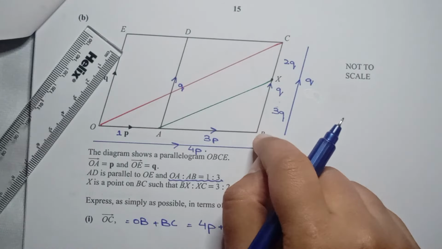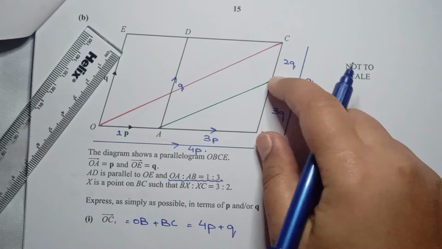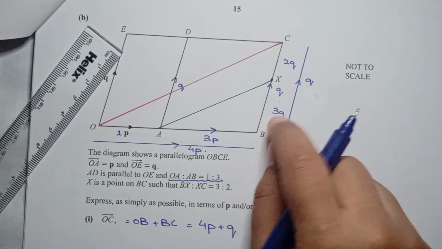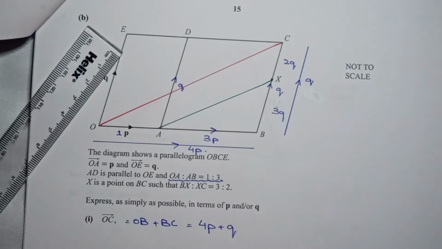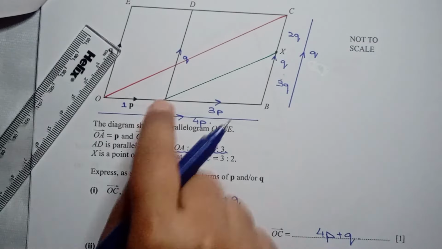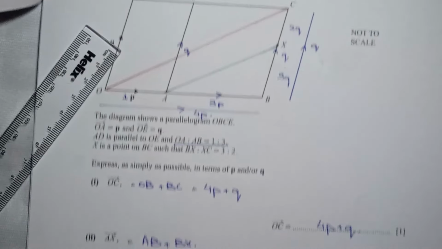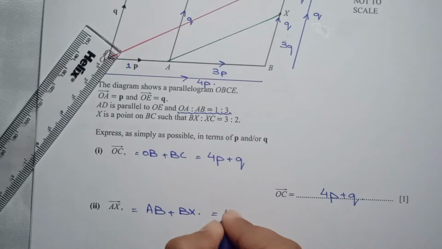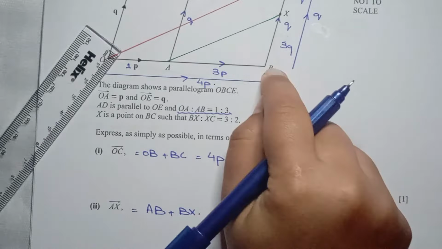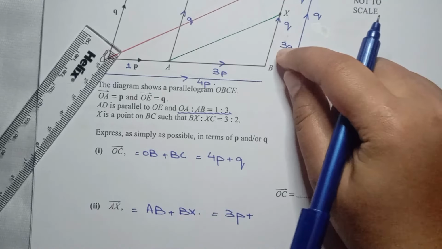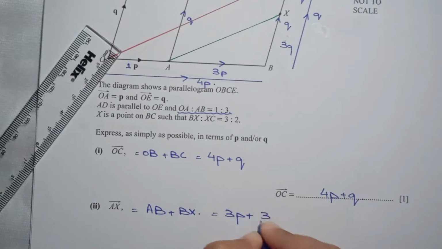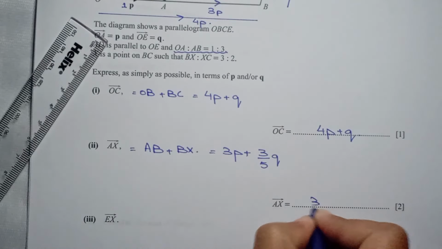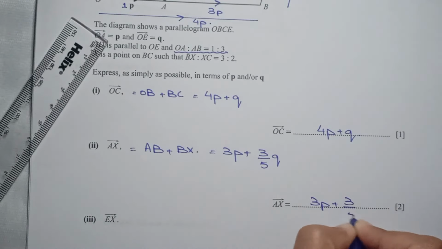And what is B to X? B to X is in the ratio of 3, and the total we have is 5. So it would be 3 by 5 of Q, right? A to B is just 3P, plus B to X is in a ratio of 3, and 3 plus 2 would be 5, so 3 by 5 of Q. So this would be 3P plus 3 by 5Q.